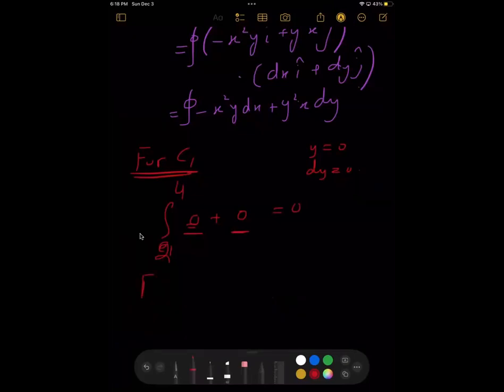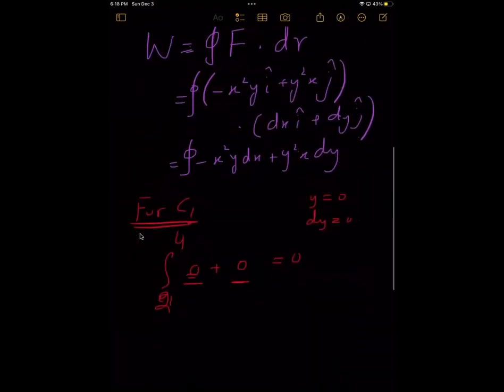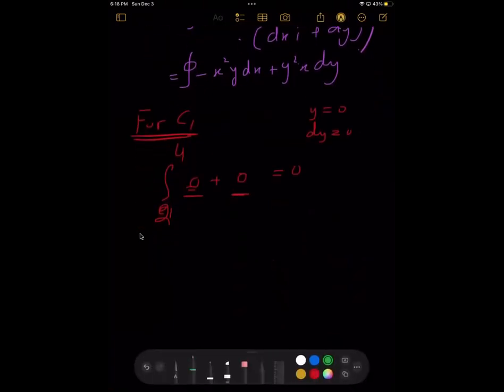For curve 2, we have the color green. So let's go for that. In the green, if we look, our x goes to 4 and y equals x.